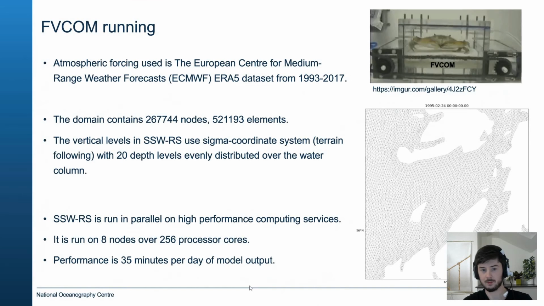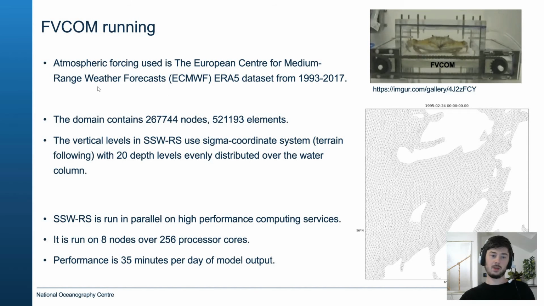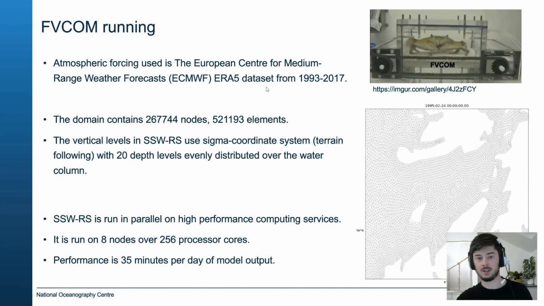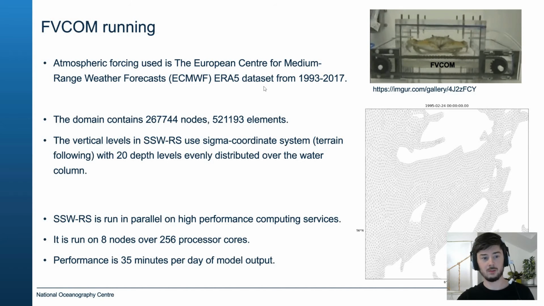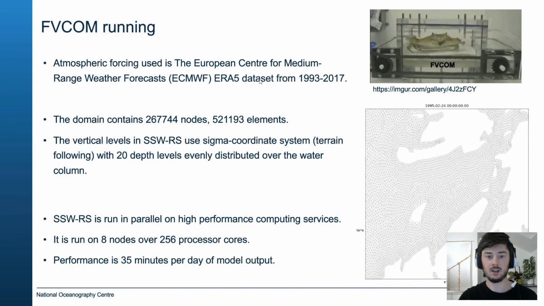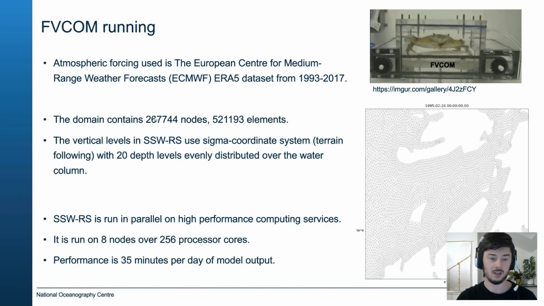Running FVCOM, right, so that's one thing I missed out so far is the atmospheric data that we're using to force the model to give it interannual variability, and that comes from the European Centre for Medium Range Weather Forecasts, ERA5 dataset, which covers our run period from 1993 to 2017.